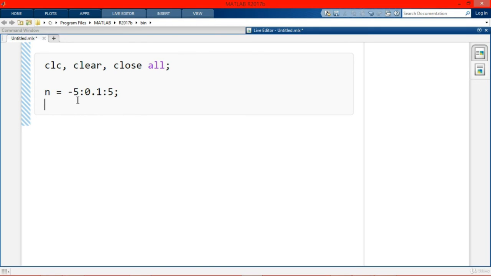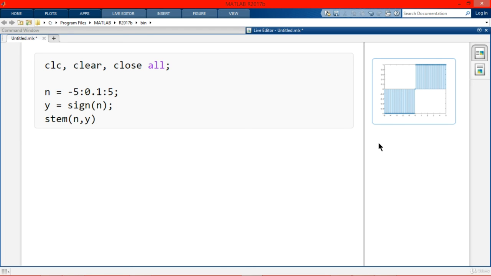Like sinc, MATLAB has a built-in function for the signum function also. So take y equals sign of n and now plot in discrete using the stem function. So stem n comma y.